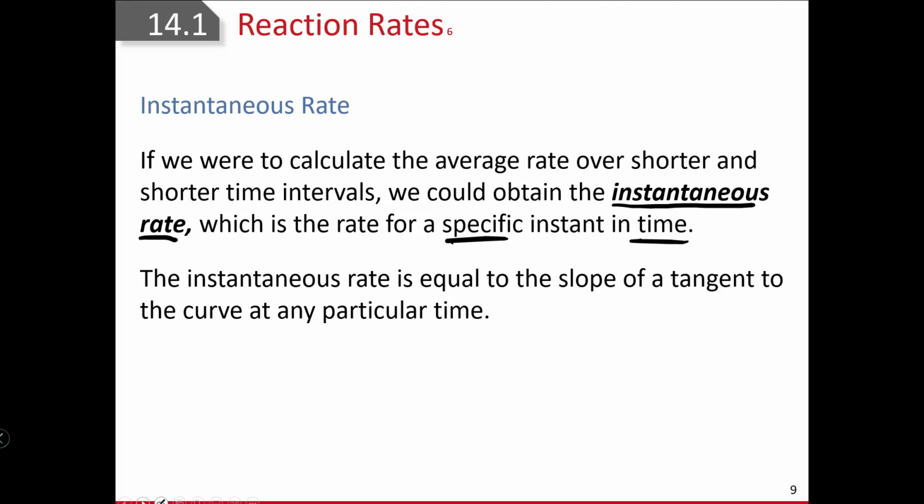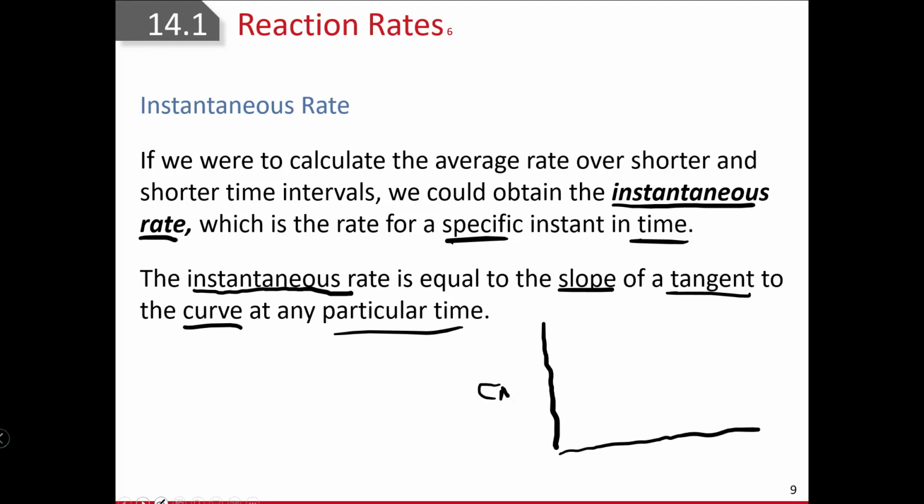So again, if you've had calculus, to figure out instantaneous, it's the rate, it's the slope of the tangent of the curve at a particular time. So what that means is, if I'm looking at the concentration of bromine over time, and we know it looks like this, if I want to know what it is right here, I draw a line that only touches the curve at that point, and I get the rise over the run.